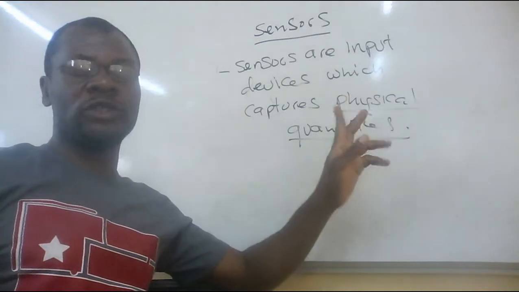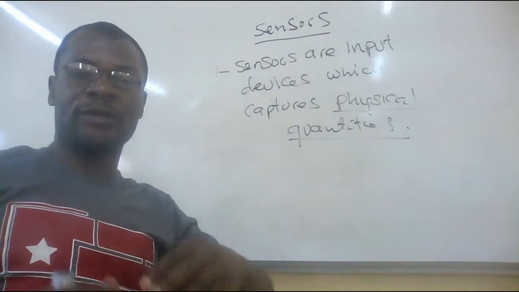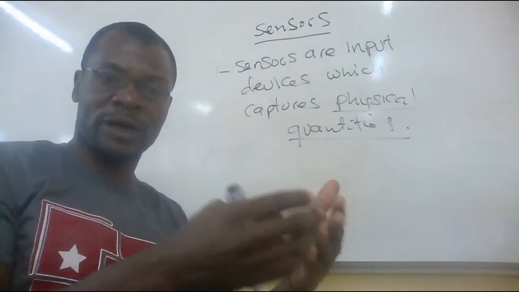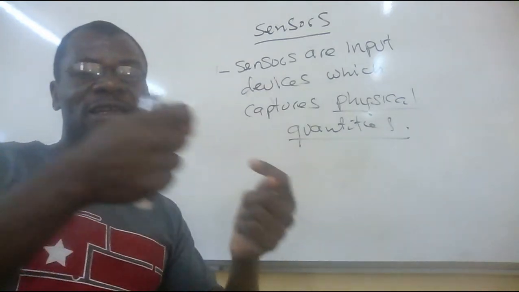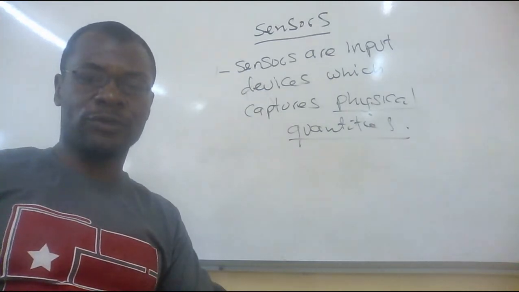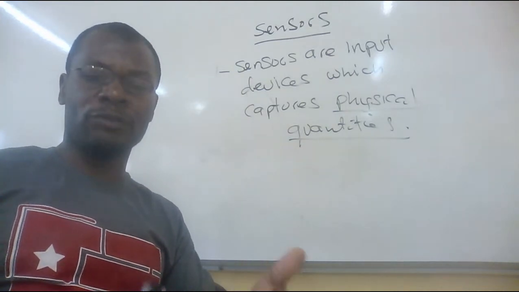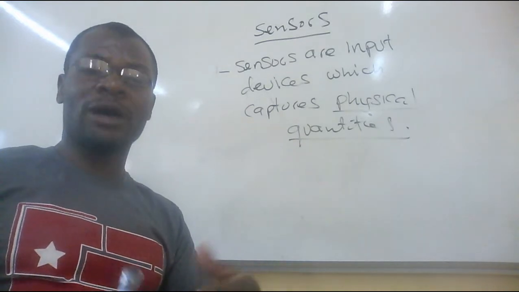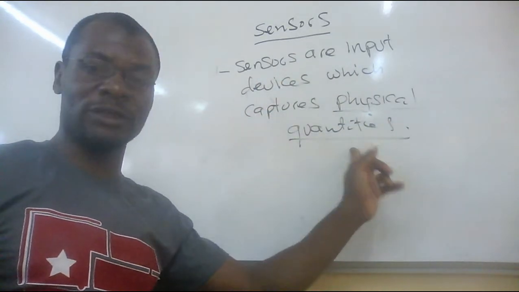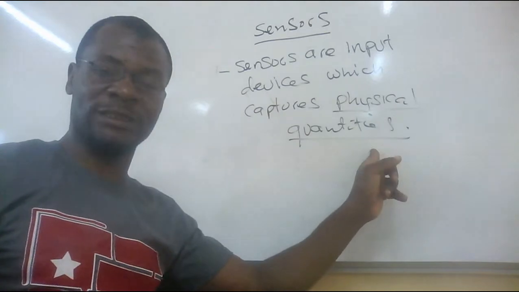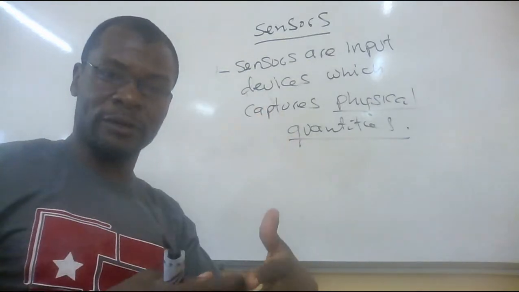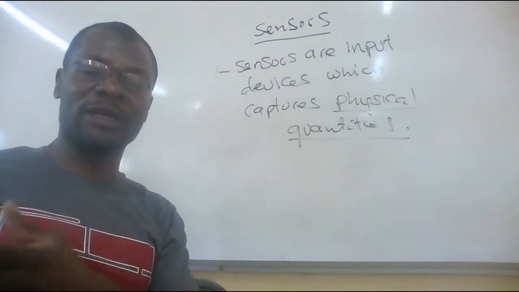So they capture physical quantities, which simply means they capture data outside the computer world. When they capture the data from outside the computer world, they have to send the data into the computer system. There are various types of sensors, of course, and we are going to talk about the most common types of sensors. Physical quantities are the data outside the computer world, data in the world we live in, which is the data we want to take into the computer system.